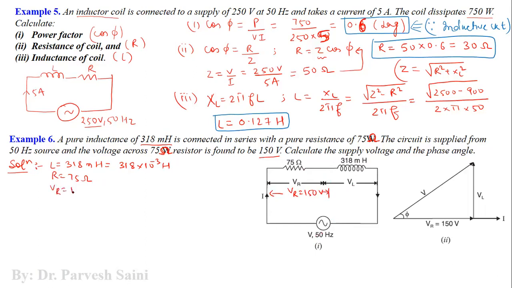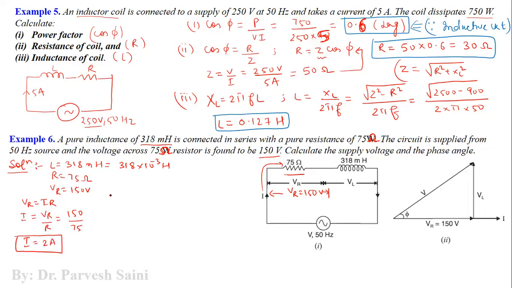VR is given, which is 150 volt, and R is given. When the current flows through the resistance R, it makes a drop across it, which is VR. So VR is actually IR. By using this, we can find I, which is equal to VR by R. So it is 150 divided by 75, so I is equal to 2 ampere.